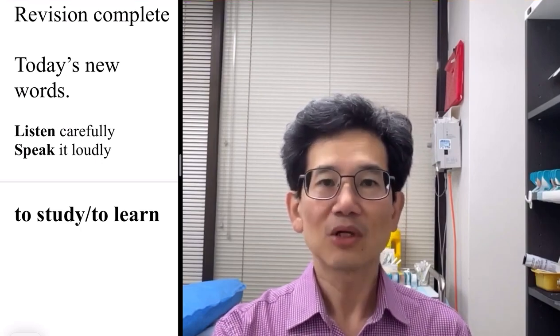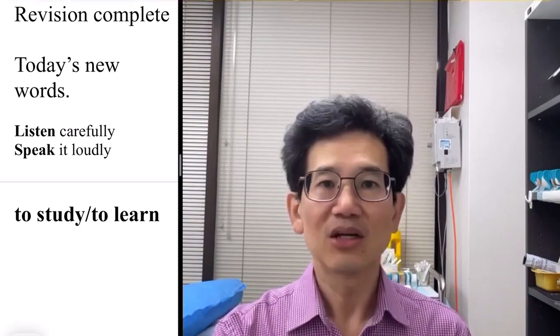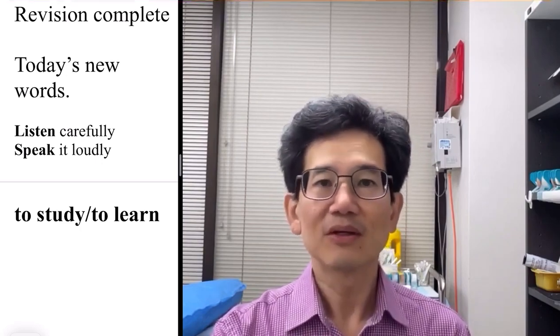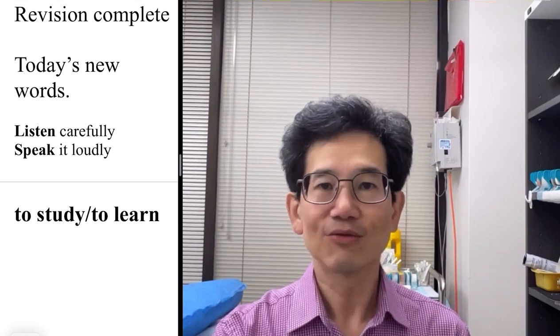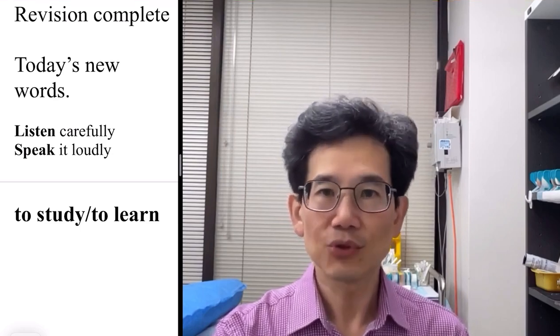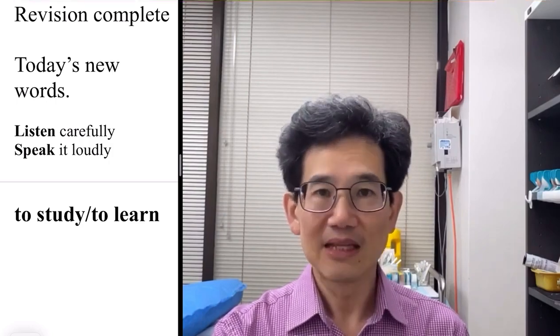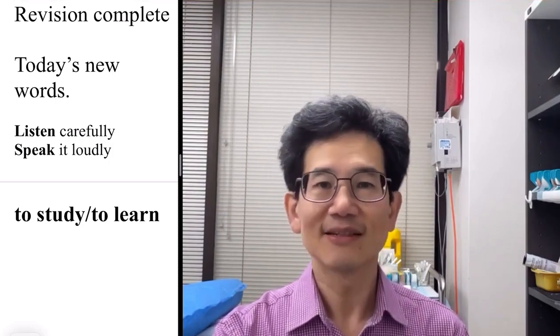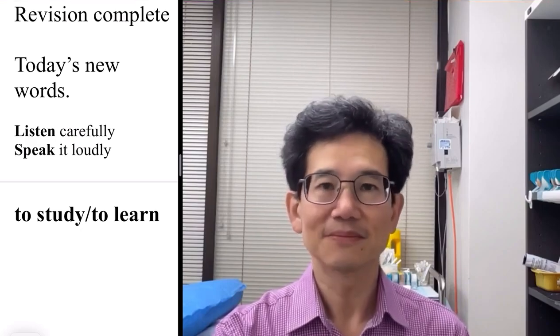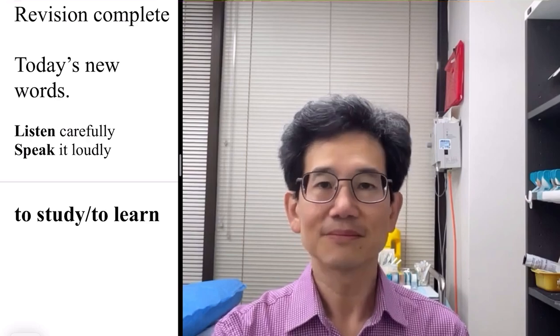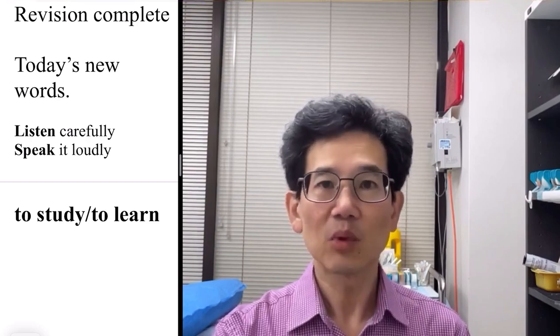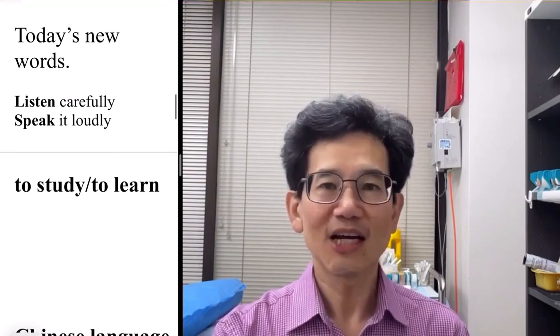Repeat after me. So 学. So faster. 学. Listen to it, know how it sounds like, and then try to say it. 学. The second word we will learn today is Chinese language. 中文.